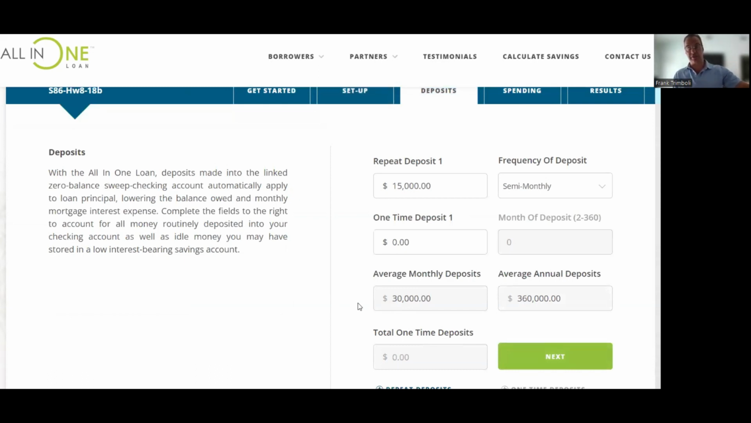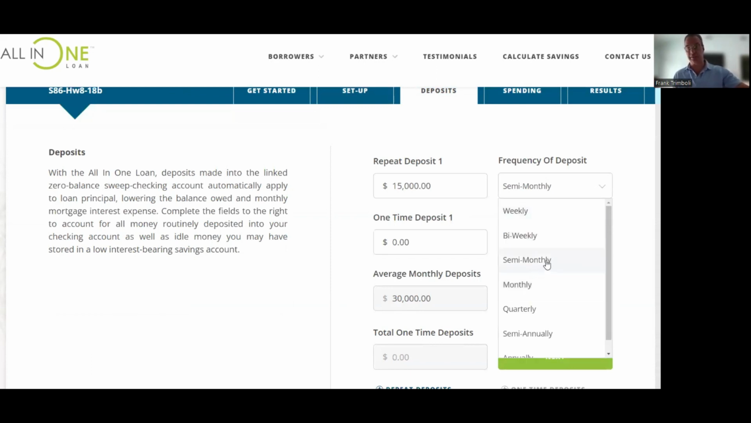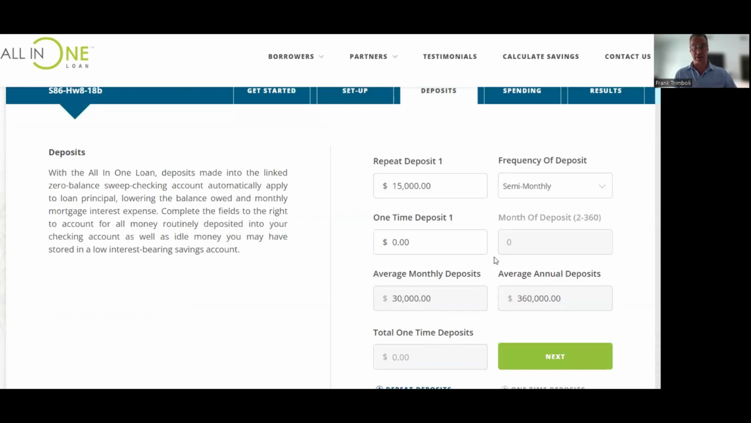This client makes 15 grand twice a month. So you can play with the frequency of deposit screen. You could do once a month, semi-monthly, or weekly. In this case, it's semi-monthly, 15,000 semi-monthly. Looking down, that's his average deposits, 30 grand. And then we're going to click to the next screen.